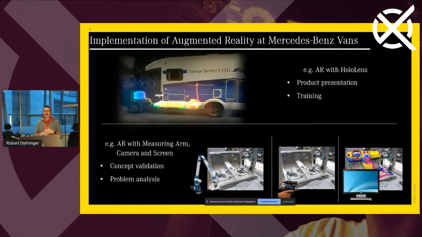The actual use case you see a lot at fairs and in advertisement is this overlaying of digital parts on physical cars. You see a screenshot there that we used at the German car fair. We had an F-Cell Sprinter, which is a fuel cell Sprinter, and we used the HoloLens to visualize all the fuel cell components on the real car. So you could put on the HoloLens, go around this car and see where parts like the tanks, the motor, and the batteries are located.